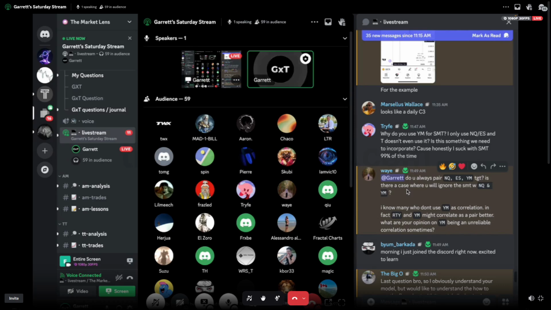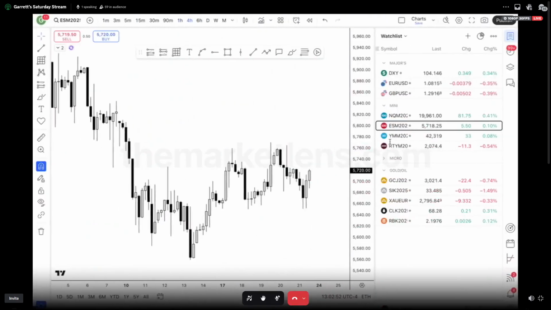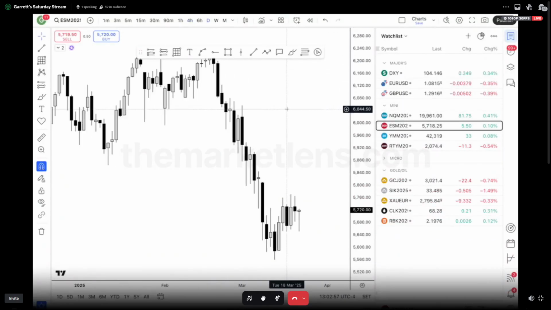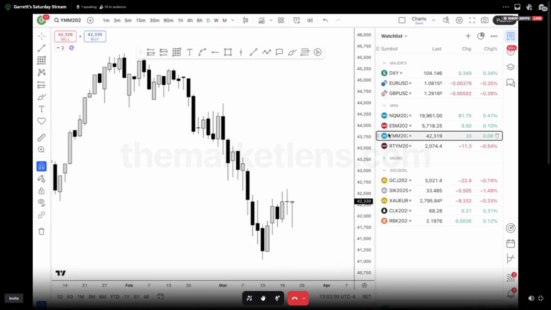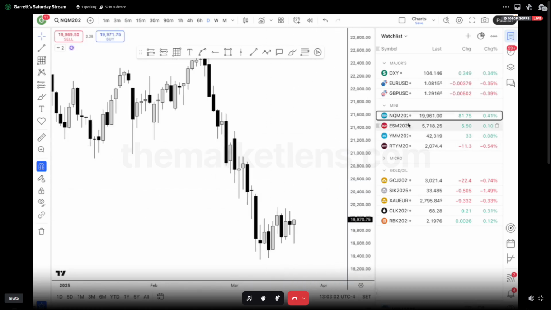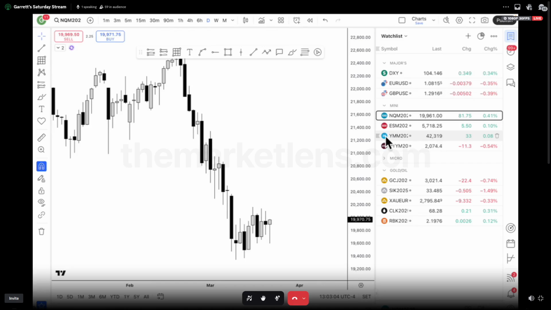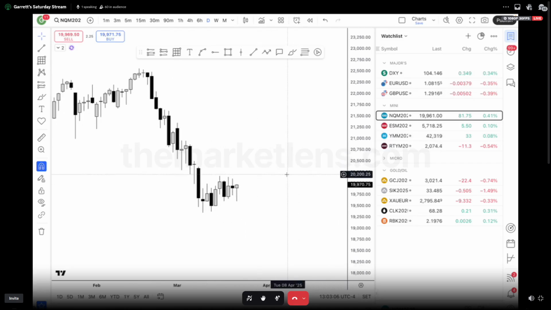Why do you use YM for SMT? I only use NQ and ES and T doesn't even use it. Yeah, I know that AM and T don't use YM, but I do, because honestly I suck with SMT. The way I use YM is only when they're in correlation. If you see the markets are pretty correlated right now, but sometimes they're not, you can't use YM, because if there is no correlation, there is no crack in correlation.